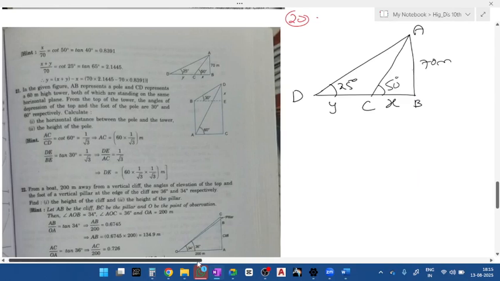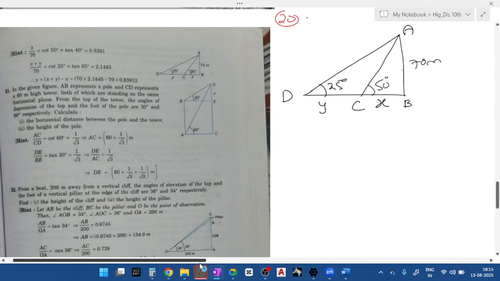Okay. Was Tanishka present today? Was Tanishka there? Tanishka, Diyashri, were they there?